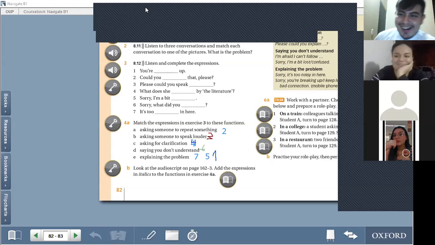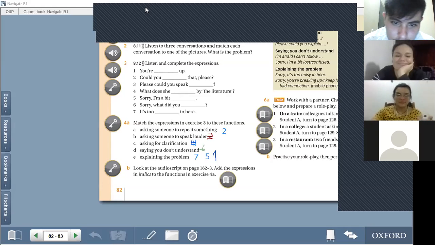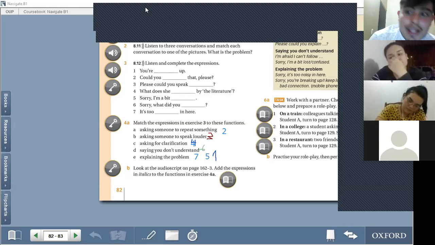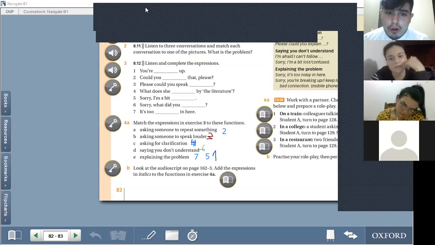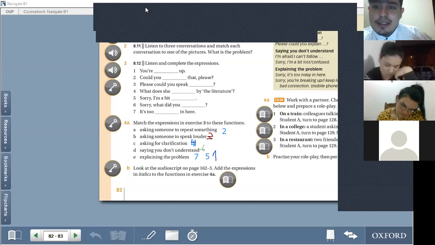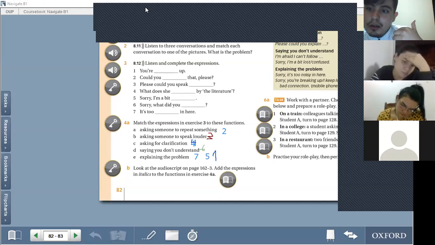Teacher, the sentence number 1 can be saying you don't understand? Yes, that's a question I was about to ask. Apart from the options we have here, some of these expressions can be used to say something more. I mean, they can have one or more functions. So with number 1, we can explain the problem. But apart from that, you can also literally say you are not understanding what the person is saying.